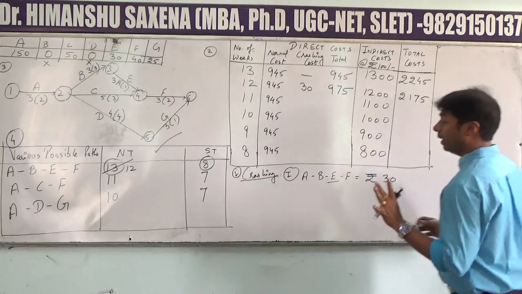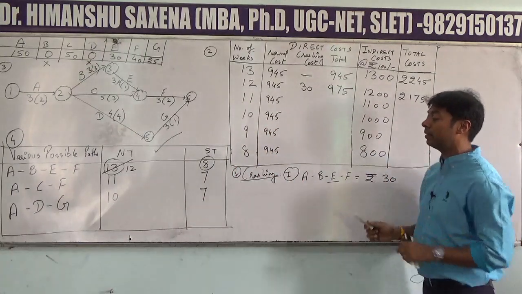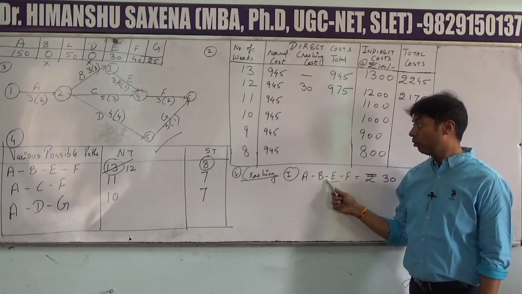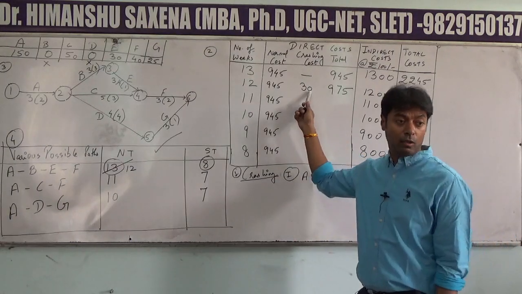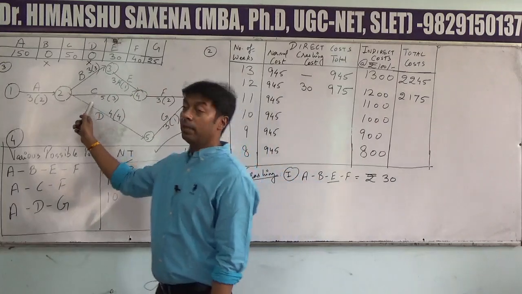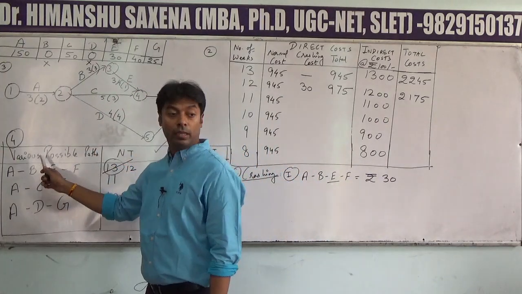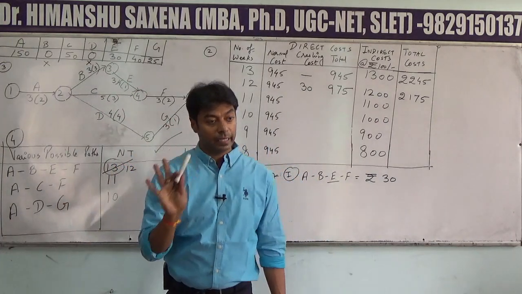So you have to make entries at 4 places simultaneously. First, in the working notes of crashing. Second, cost sheet. Third, in the diagram. And fourth, in the various possible paths table.